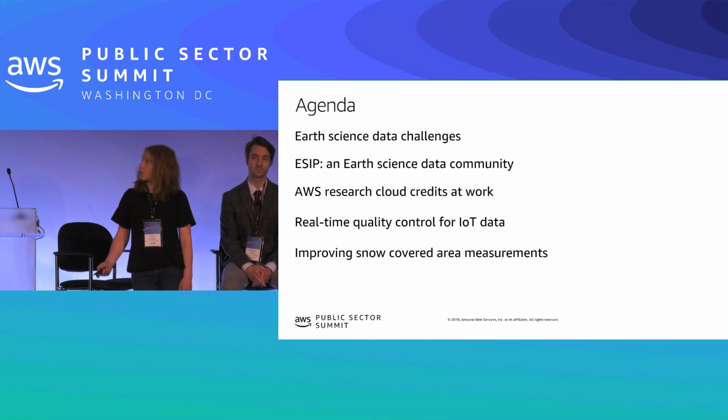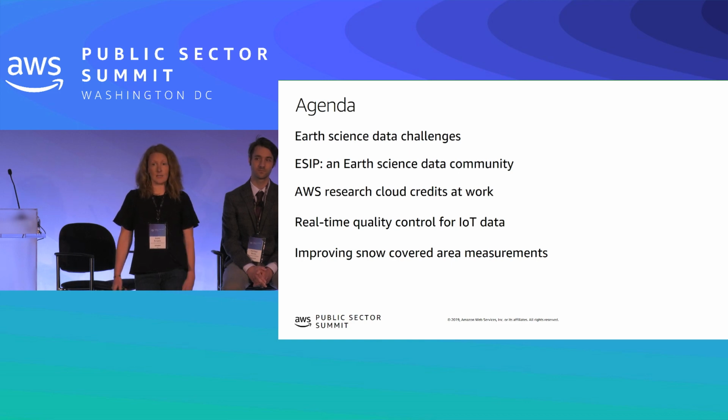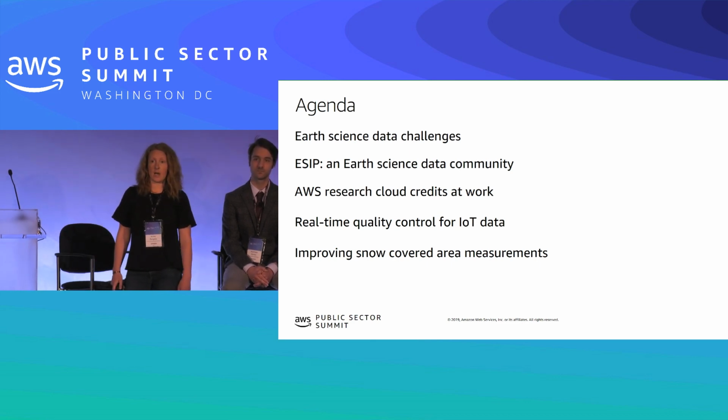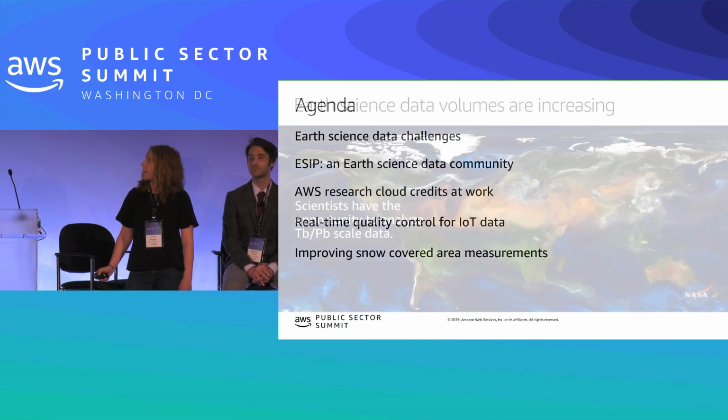You'll also, as Joe said, hear from two additional individuals, Matt and Amanda. They've both been funded through the ESIP lab and have leveraged AWS Cloud research credits to solve their scientific challenges. Matt will be talking about real-time quality control for IoT data, and Amanda will be talking about using CubeSat data and machine learning to improve snow-covered area measurements. But first, let's get back to talking about the data.